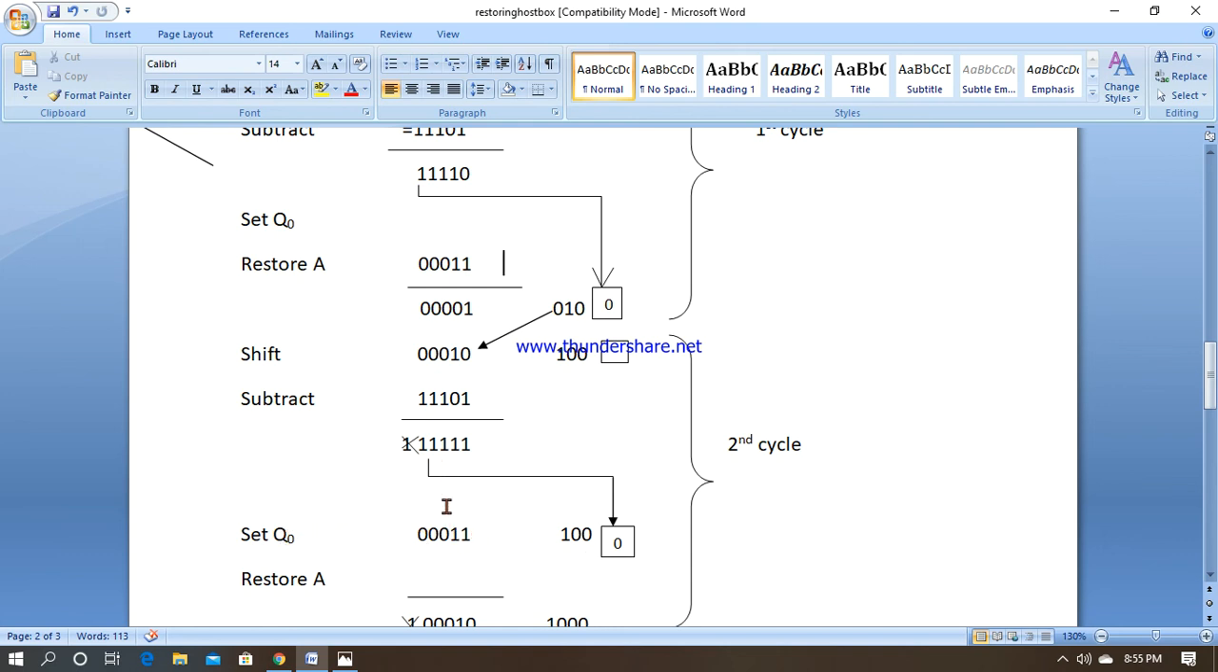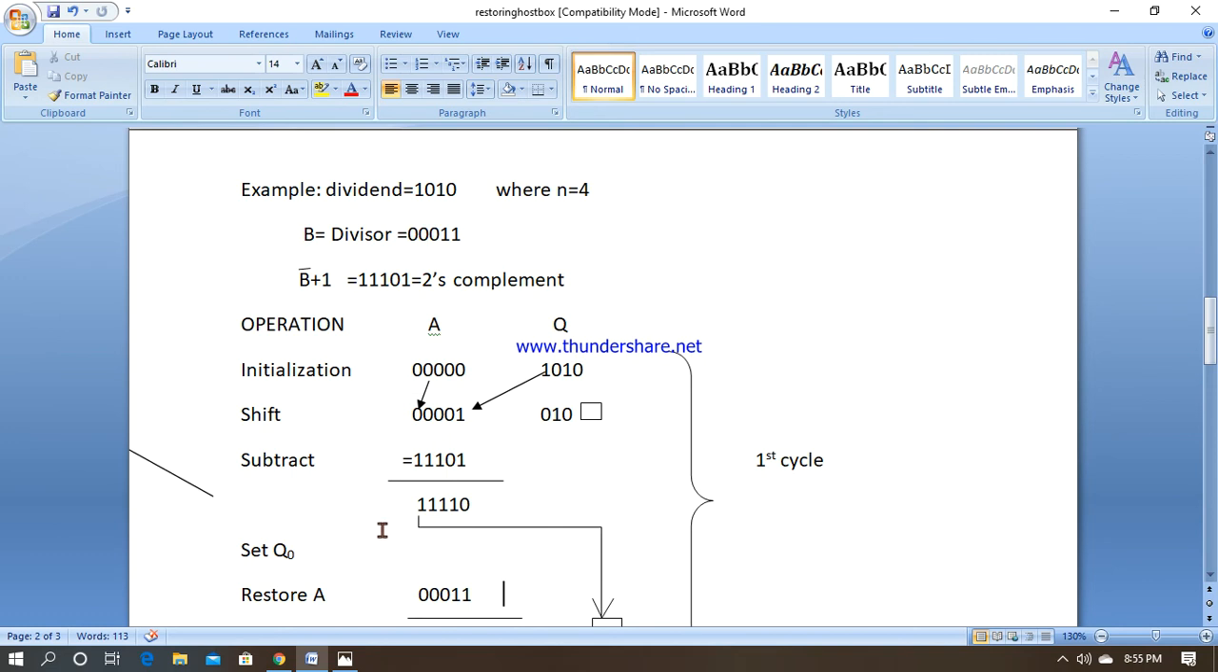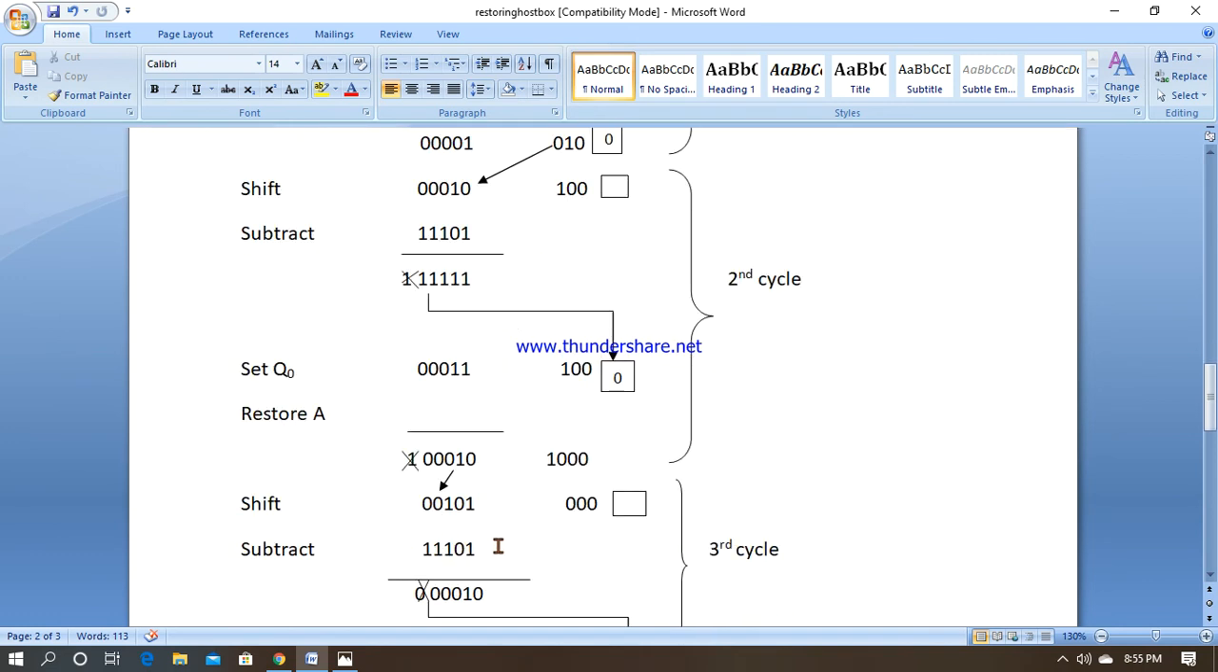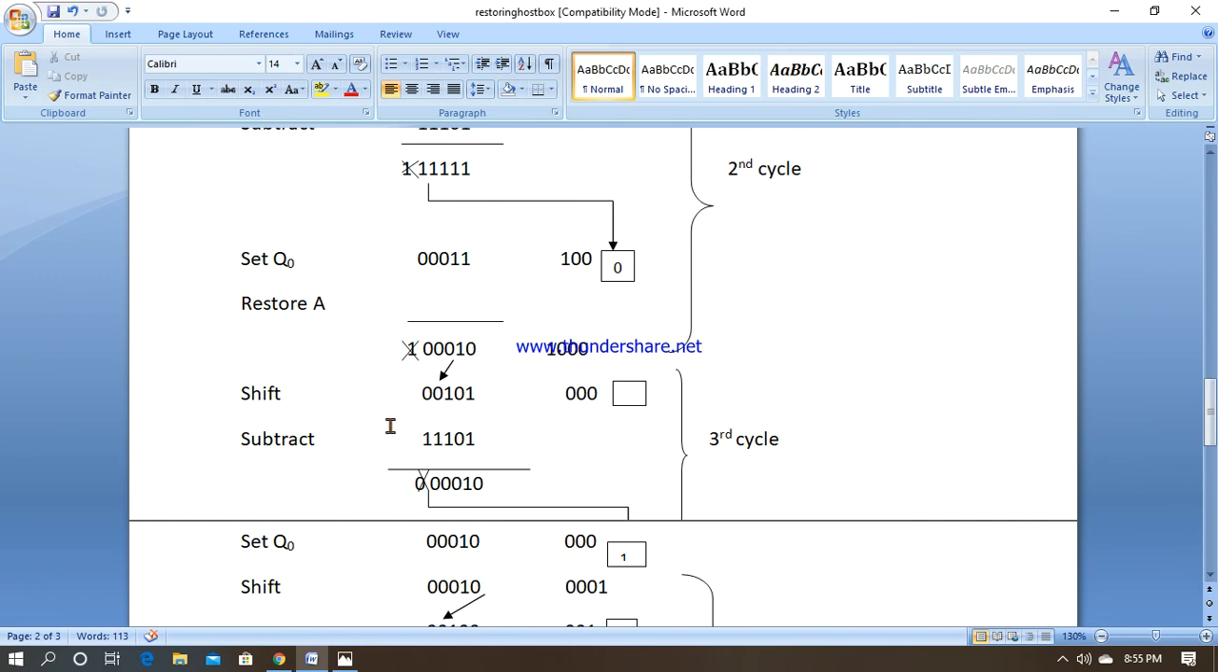So I am setting the Q0 bit to 0 here. Then I go for the addition operation. We know that is A plus B, that is 0011. So the second cycle is completed. Now we go to the third cycle, with the subtraction, that is B's 2's complement number 1101, followed by the addition.